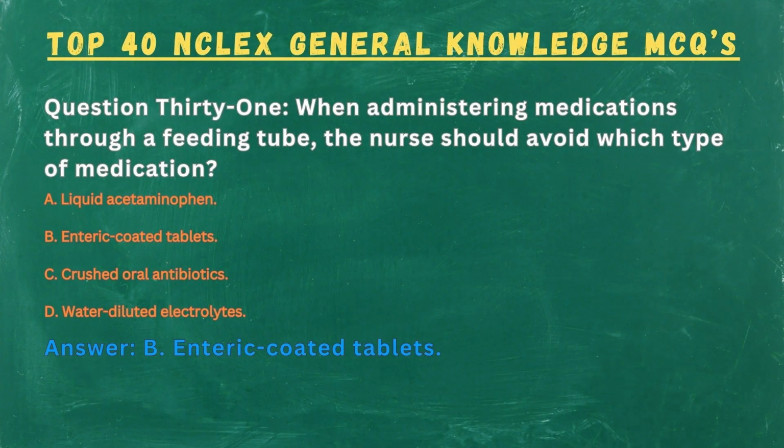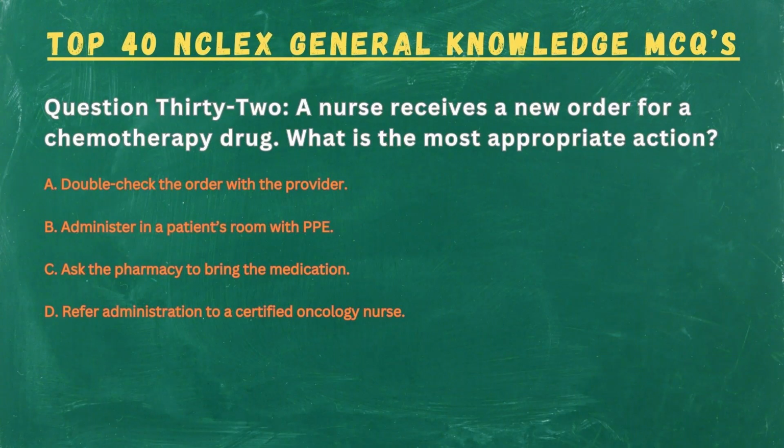Answer: B. Enteric-coated tablets. Question 32. A nurse receives a new order for a chemotherapy drug. What is the most appropriate action? A. Double-check the order with the provider. B. Administer in the patient's room with PPE. C. Ask the pharmacy to bring the medication. D. Refer administration to a certified oncology nurse.